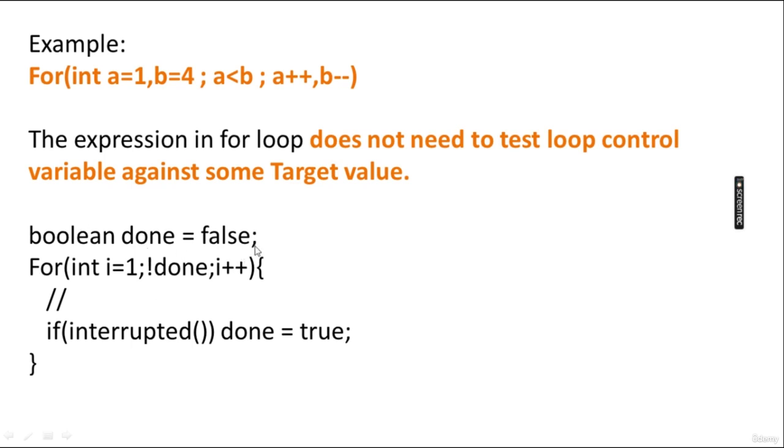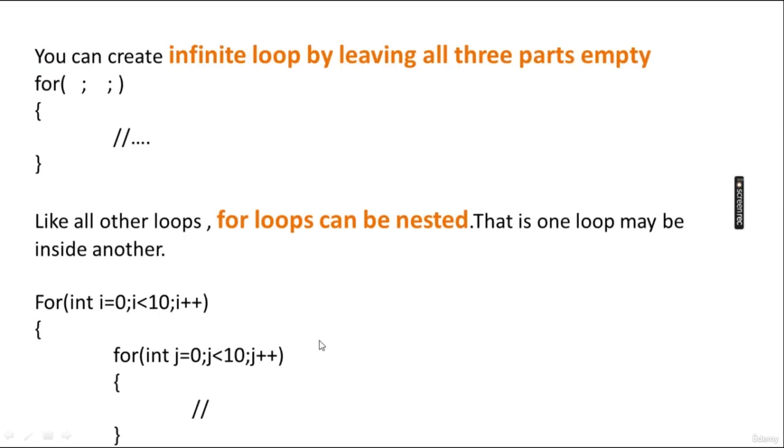Here boolean done is equal to false. For integer i is equal to 1, not done, i plus plus. If interrupted, done is equal to true. Okay, so not done will be what? True. Done is false, so not done is true. For integer i is equal to 1, one time it will do, one time it will check, done is false so not done is true, then it will go inside, and if interrupted in between, done will again be made true. This statement is allowed. You can create an infinite loop by leaving all three parts empty.